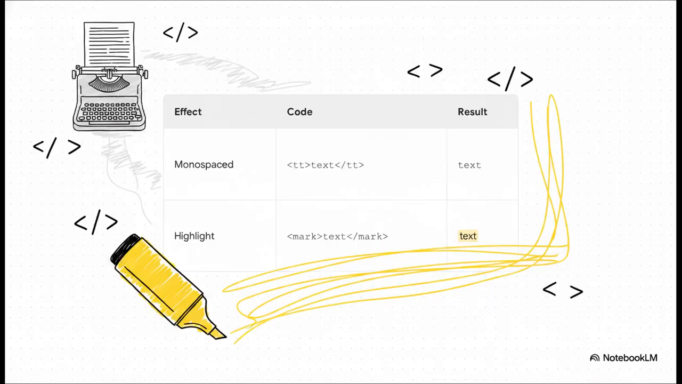And here are a couple more really useful tools for your kit. First up is the tt tag. This gives you monospace text. All that means is that every single character, whether it's an I or a W, takes up the exact same amount of space. Kind of gives it that old-school typewriter or computer code vibe. And then there's the mark tag, which is super straightforward. It slaps a bright yellow highlight on your text, just like a real highlighter.